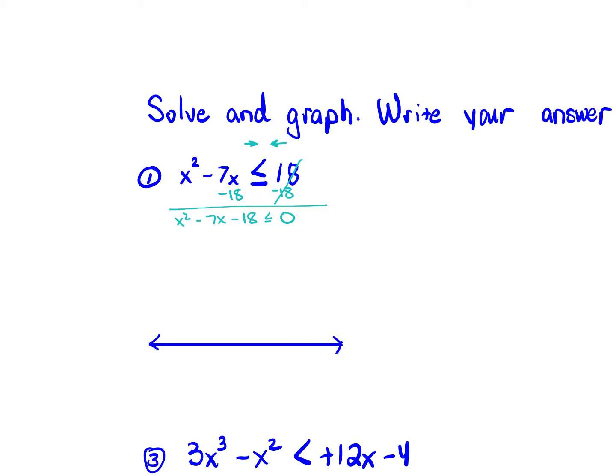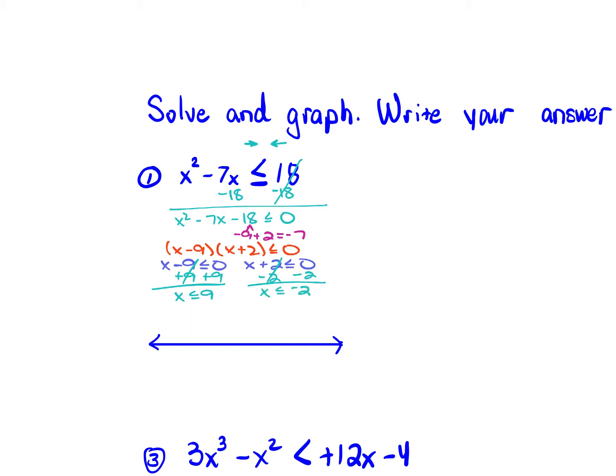So if you solve this by factoring that x squared minus 7x minus 18, what are your factors of negative 18 that add up to be negative 7? Negative 9 and 2. So this is going to be x minus 9 times x plus 2 is less than or equal to 0. If we set them both less than or equal to 0, we're going to have x minus 9 is less than or equal to 0, as well as x plus 2 is less than or equal to 0. We solve them both. Move the 9 over by adding it to both sides. You have x is less than or equal to 9. Subtract the 2 from each side. You have x is less than or equal to negative 2.